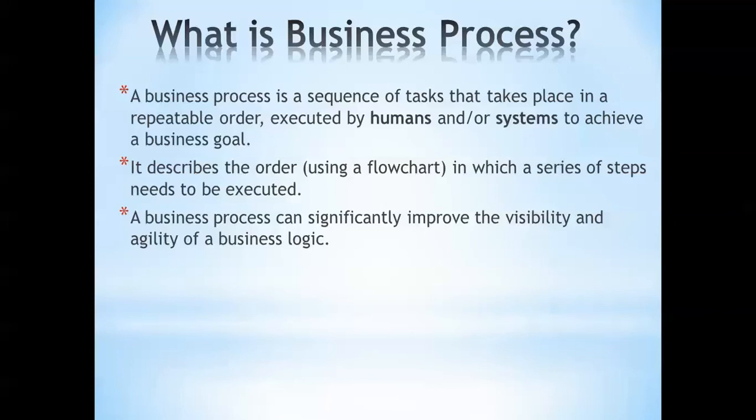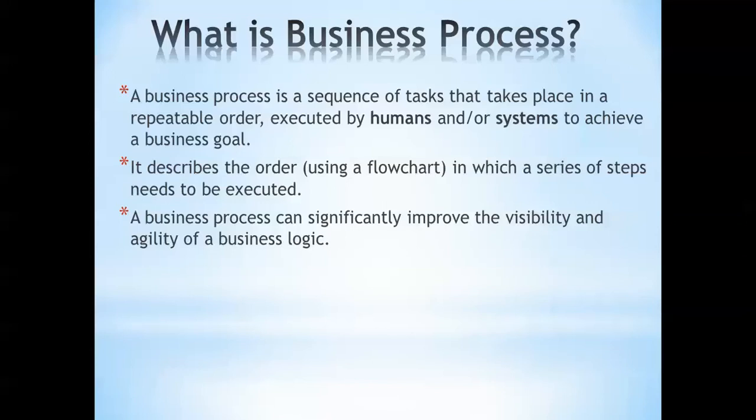So what is a business process? A business process is a sequence of tasks that takes place in a repeatable order, executed by a human or a system to achieve a business goal. So here, the execution happens both at the human level as well as the system level, which is an automated task. And it describes the order in which the series of steps need to be executed.